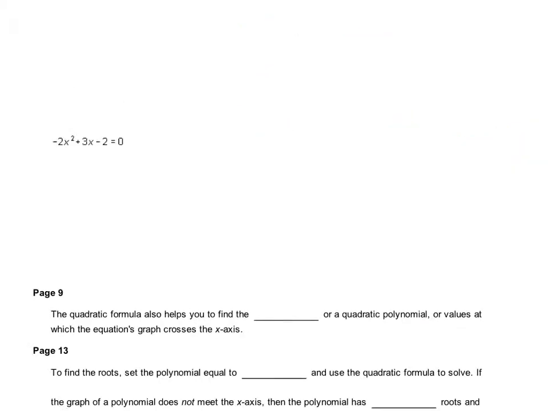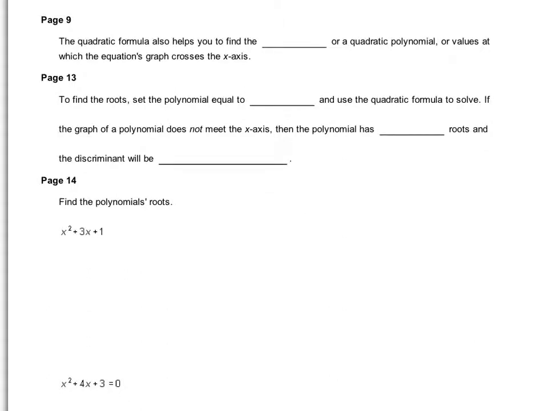Okay, so moving down to where it says page 9, the quadratic formula also helps you find the roots of a quadratic polynomial. That should say of, not or, values at which the equation's graph crosses the x-axis. To find the roots, you need to set the polynomial equal to 0 and use the quadratic formula to solve. So this time we're actually going to use the quadratic formula. If the graph of a polynomial does not meet the x-axis, then the polynomial has 0 roots, and the discriminant will be negative. We're going to talk about what that looks like.